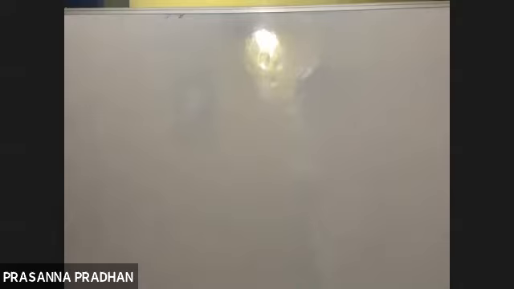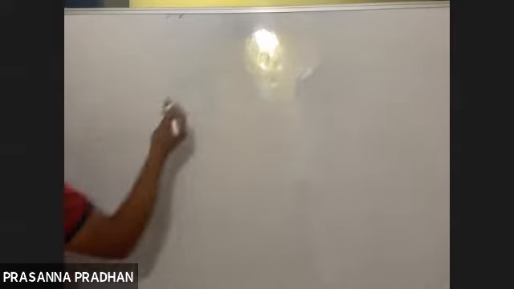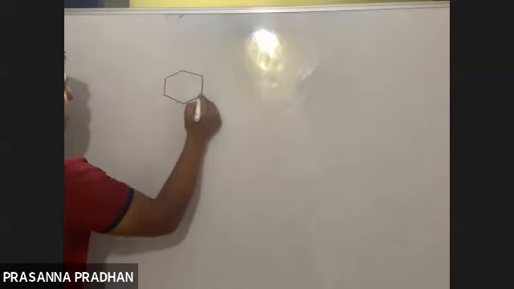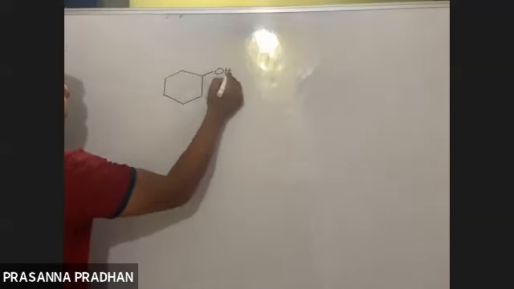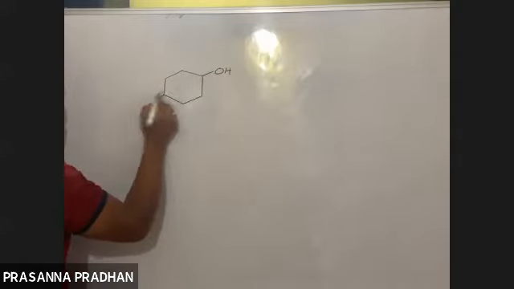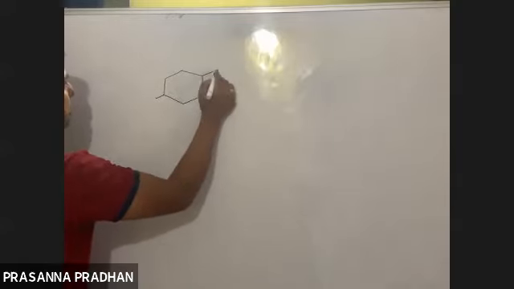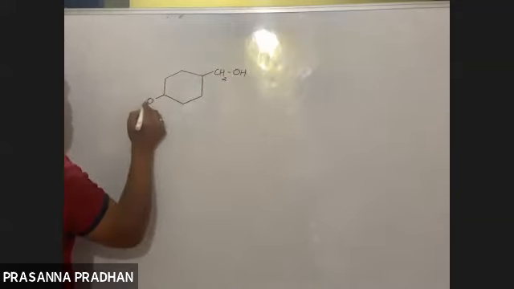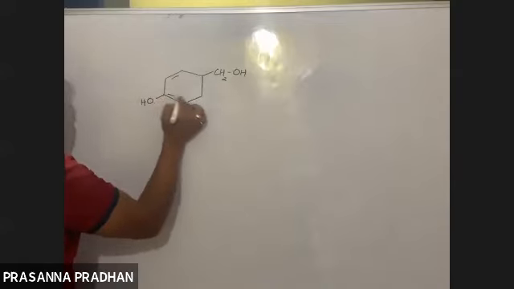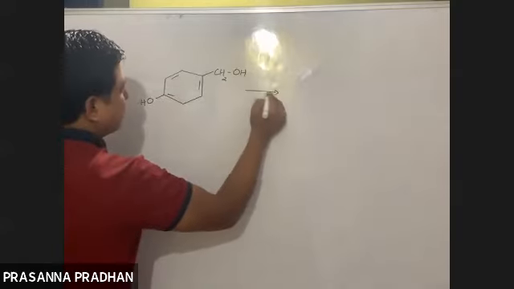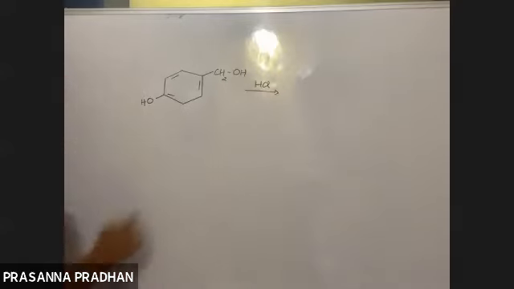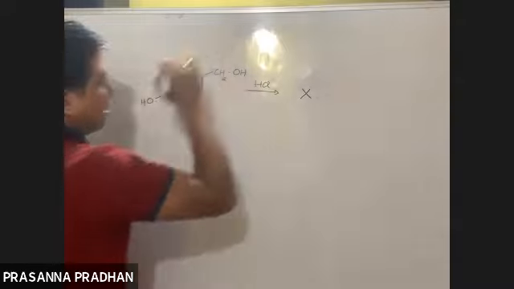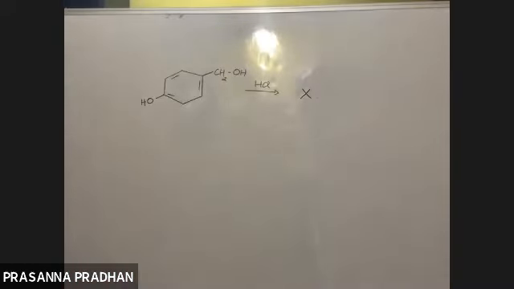So now let me just write down one question. I'll draw this compound, CH2OH, and I'll just write down HCl, anhydrous ZnCl2. You are supposed to predict the product X.